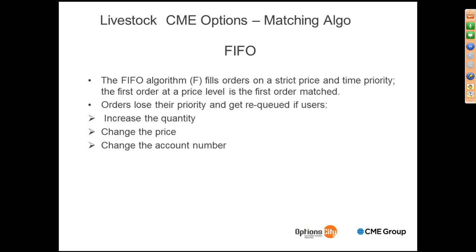If an order is changed and loses priority, it will be requeued. And these are the reasons why it might lose the priority: the increase in quantity, the change in price, and the change in the account number. So if you change any of these factors, your order will be queued in a different way. Otherwise, it follows a completely first come, first served basis, with the first orders matched with the time priority and a strict price. The strict price meaning the tightest bid ask.